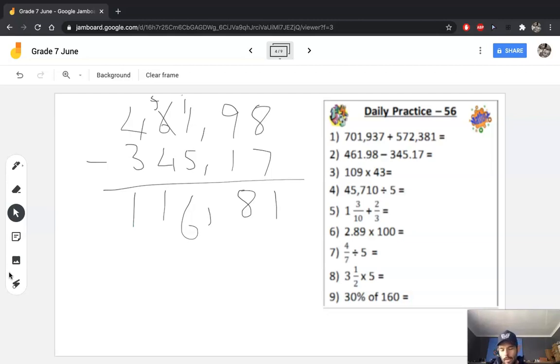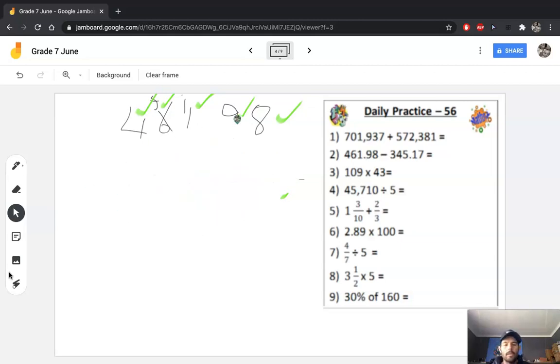So we add 116.81 to 345.17, and then that should give us 461.98. So 1 and 7 is 8, good. 8 plus 1 is 9, good. 6 plus 5 is 11. 1 and 4 is 5, and 1 and 3 is 4. So everything works out. My calculation is correct. Again, I can move on in a confident manner knowing that that calculation is correct.